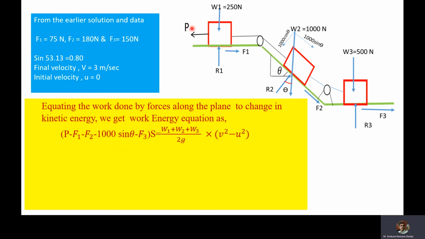Sigma F is equal to P minus F1 minus F2 minus 1000 sin theta minus F3, into S, the distance, is equal to (W1 plus W2 plus W3) by 2G into (V square minus U square). Substitute the F1 value, F2 value, sin theta value, F3 value, S value, W1, W2, W3 values, G value, and V square value, as U is 0. Then we'll get the P value.